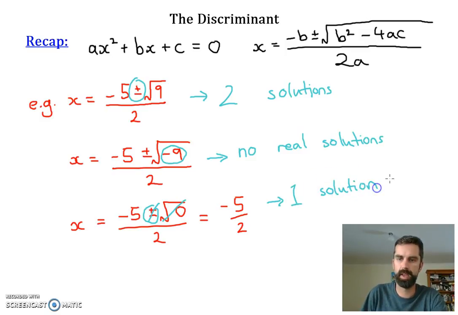solution. And as it turns out, this number under the square root sign in each of these cases has determined how many solutions we got. So when it was positive, we got two solutions. When it was negative, we got no real solutions. And when it was 0, we got one solution. And as it turns out, that's what the discriminant is really all about. The discriminant is just that number underneath the square root sign.